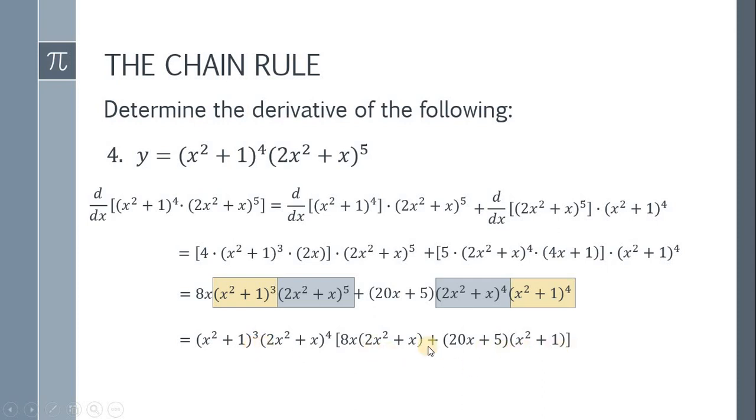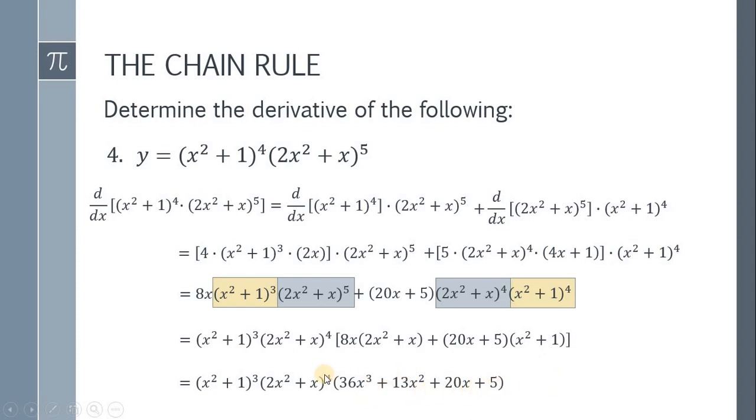Now, simplify natin yung ating pangatlong factor. Magiging 36x cubed plus 13x squared plus 20x plus 5. Ang tanong, paano natin ito nakuha? Distribute lang natin yung 8x dun sa 2x squared plus x. And FOIL method lang natin yung 20x plus 5 multiplied by x squared plus 1. And you will get 36x cubed plus 13x squared plus 20x plus 5.